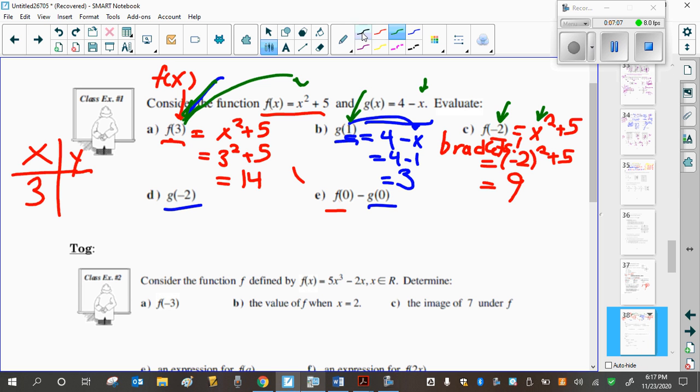Okay, so let's do this one, which says g of negative 2. So you write down the function, 4 subtract x. And then wherever you see an x, you put negative 2. Everything else that is not an x stays exactly the same. So that subtraction sign has to come down, and then the x becomes negative 2. So you have a double sign. 4 subtract negative 2 equals 4 plus 2, which is 6.